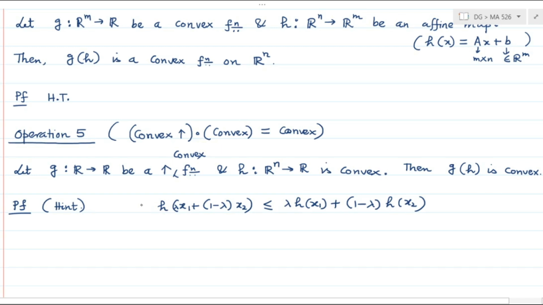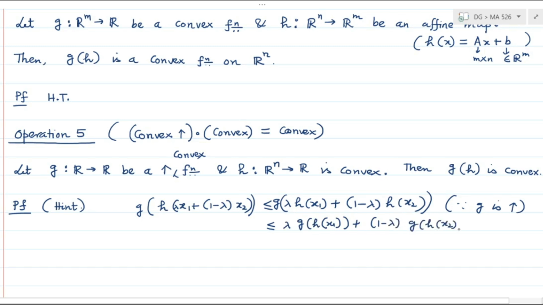Now, if I take composition with a g which is not monotone increasing, then this inequality might get reversed. And if it is monotone increasing, then this inequality will not get reversed. Fine. That if g is convex, then obviously here g of h x1 plus 1 minus lambda g of h x2, and you are done, right? Well, and therefore it is a sufficient hint that convex composition with convex is not convex. Sufficient hint in the sense that you take this g, a convex function that is not monotone increasing, and in that case you will find that the composition of convex with convex function is not convex.